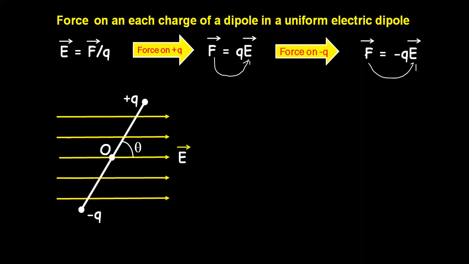So force on a negative charge will be along the direction opposite to that of the electric field, which means on the plus Q charge, a force of QE vector acts along the direction of the electric field. You can see the direction. It's lying along the direction of the electric field. And on the minus Q charge, it will be opposite to the direction of the electric field.